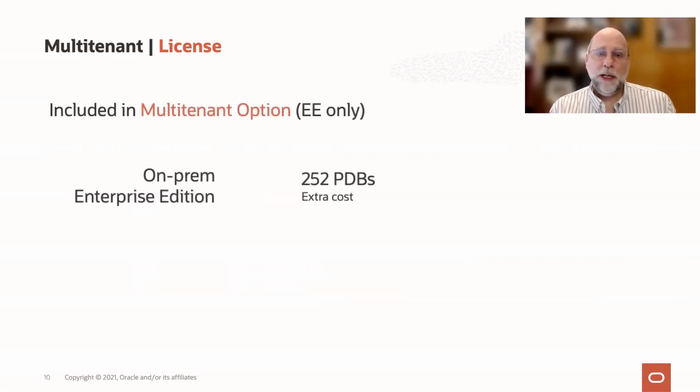Now, in the multi-tenant option, if you are going to pay for that extra option and do really large-scale consolidation to take advantage of the things that we'll talk about, well, there are, again, some distinctions there. If you're on premises with Enterprise Edition on non-engineered systems, you can have up to 252 pluggable databases in a container with the multi-tenant option. And as I mentioned, that is an extra cost option on Oracle Database.